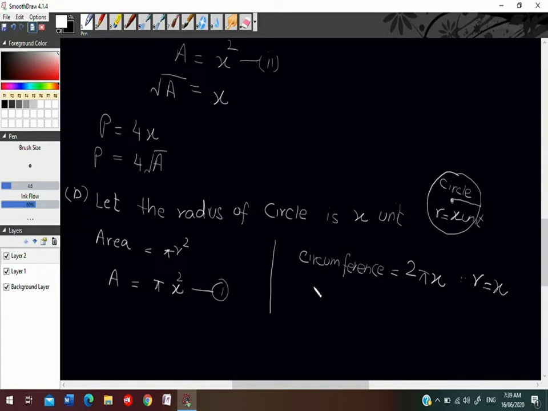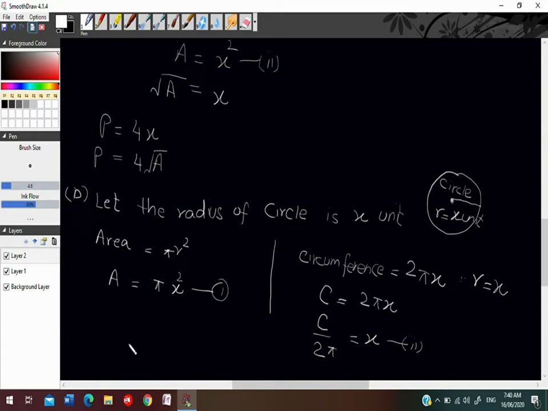So in other words, simply we can write C is equals to 2 pi x. So from this equation number 2, we can find the value of x. So what we get, C divided by 2 pi is equals to x, and this is our equation number 2. So same as we have done in our previous part, we use this value of x from equation number 2 in equation number 1.